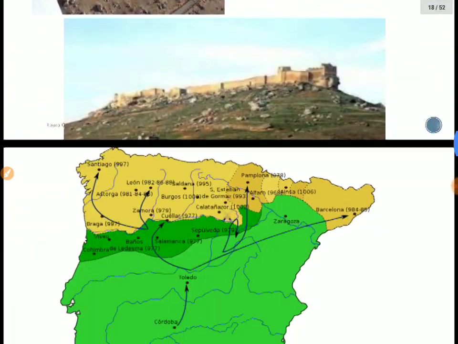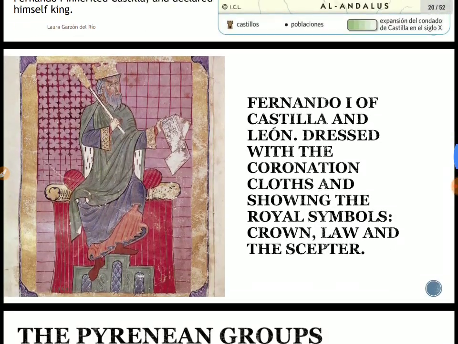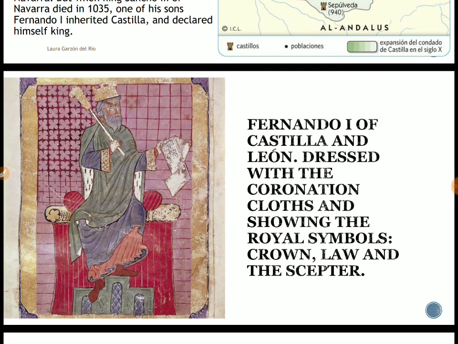From all those castles that they are going to build, the county of Castilla is going to emerge. Castilla comes from castle, Castillo, Castilla. In the 10th century, the first counts are going to increase their regional authority, and at the end, Fernando I is going to inherit Castilla and declare himself king. Here you have an image of Fernando I.